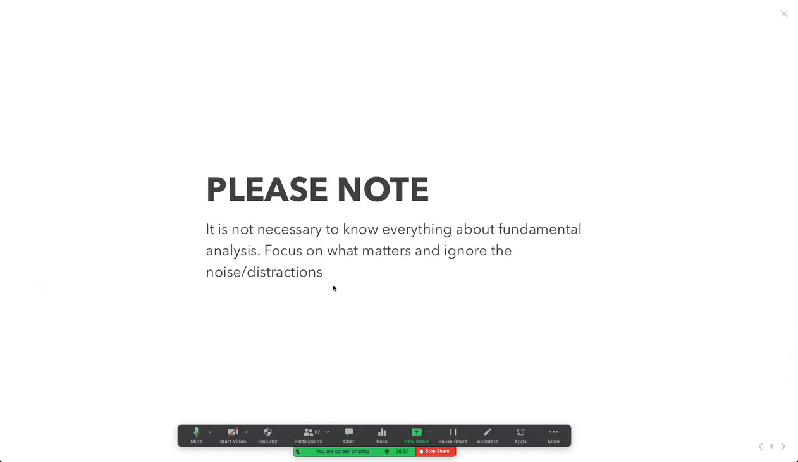So please note as well, it's not necessary to know everything about fundamental analysis. We can literally go down the rabbit hole when it comes to fundamental analysis. There are so many things to learn, and it's not important to know everything about everything. What I'm going to do is get you to the place where you just focus on what is most important to make your trading decisions, as well as what really moves the market. That is the most important thing. So we're going to eliminate the noise, ignore the distractions, and really focus on what the central banks, the financial institutions, and institutional flow are mainly focused on overall. So let's get into it.